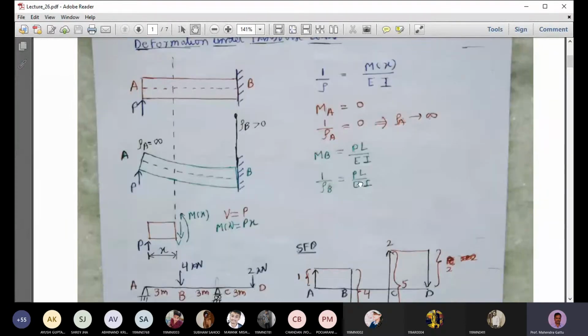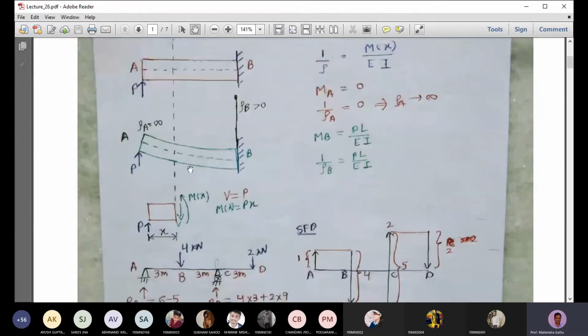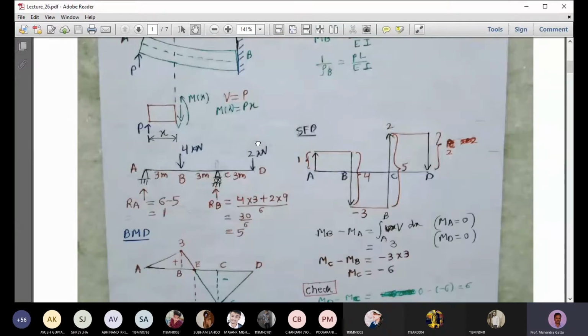Here, if you have a positive bending moment, the beam is sagging. So with a positive bending moment, the center of curvature lies above the neutral surface. But if it is hogging, meaning the bending moment is negative, then the center of curvature will lie below. Let's look at another problem.